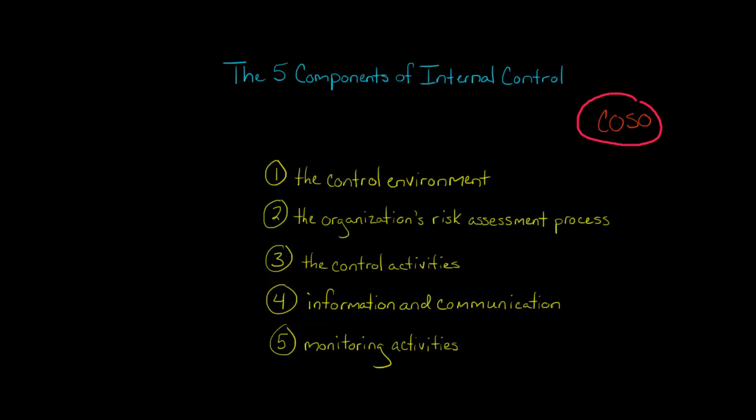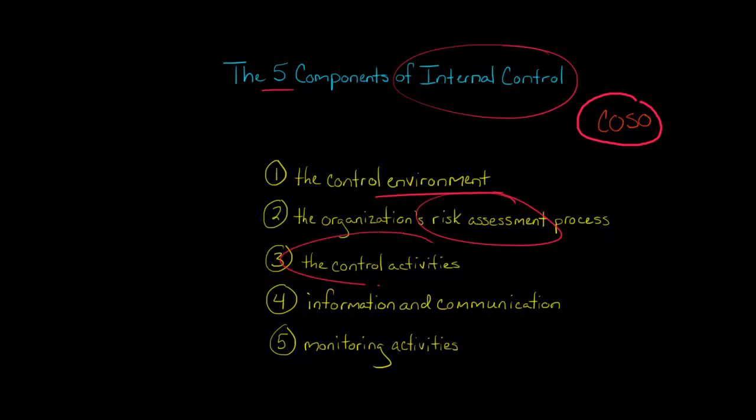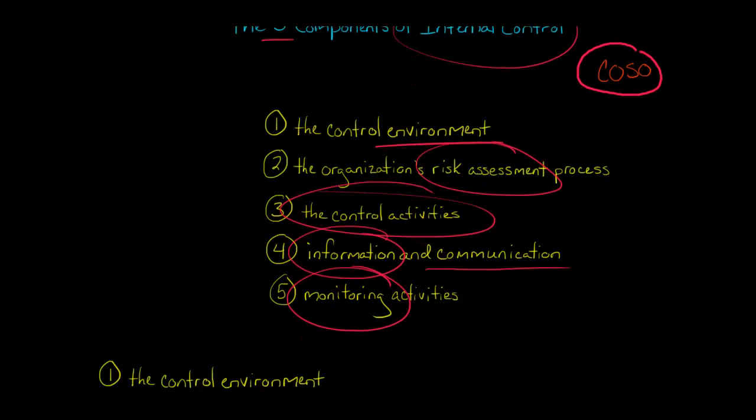The Committee of Sponsoring Organizations has identified 5 different components of internal control, and they are the organization's control environment, its risk assessment process, the internal controls themselves, the quality of the organization's information and how it's able to communicate that information, and its ability to monitor the effectiveness of its internal controls. So let's discuss each of these in turn.